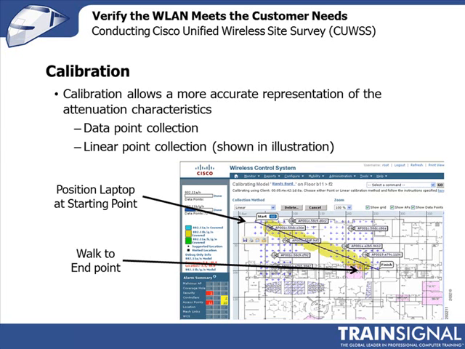So the last thing I wanted to talk to you about was how to use calibration with the Cisco wireless control system. So what's actually happening here is that you go out and you do some measurements, and then the tool uses those measurements to say, let me tweak the parameters in the tool such that I can then predict results which are closer to what's actually being measured.